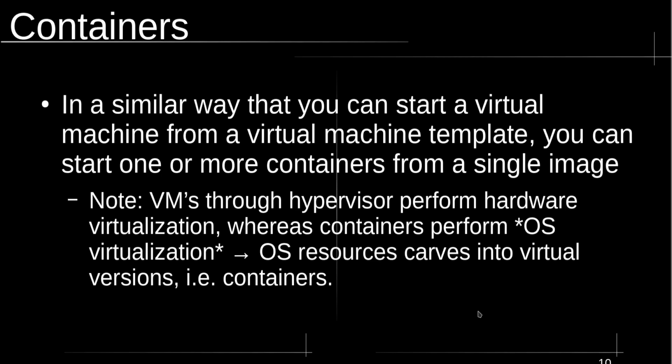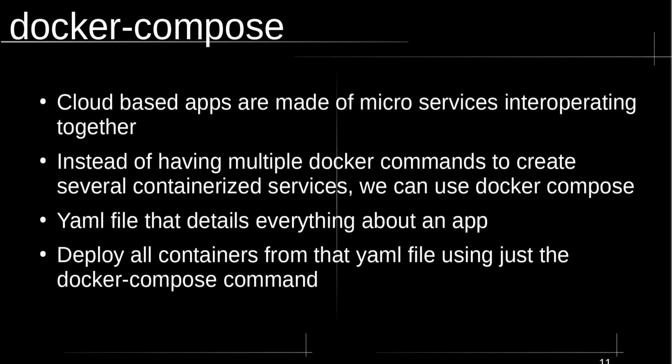Again, this is basic, like when you start a virtual machine from a virtual machine template, we can similarly start one or more containers from a single image. We're talking about a template build file. Images are the building blocks for containers. It's useful to think of containers as performing operating system virtualization versus hardware virtualization, because we're carving into virtual versions, i.e. the containers. Okay, that's a really quick run through of images and containers, and how that works.